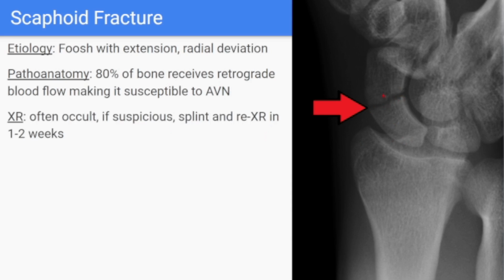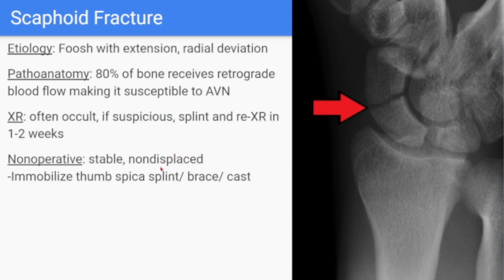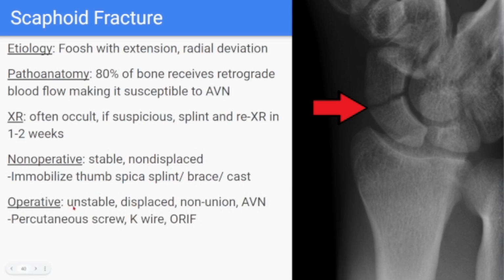These can be occult, meaning you do have a fracture, but it's not displaced and it's very subtle or not even apparent on initial x-ray. So sometimes in the ED or anywhere, you will splint these and re-x-ray them in 1 or 2 weeks. Non-operative, in some cases, if they're stable and non-displaced, that decision is typically made by a hand surgeon. These can have bad outcomes if they don't heal well, but you immobilize them in a thumb spica splint, brace, or cast. And then a lot of them require surgical management, such as unstable, displaced, if they're not healing, if they have AVN.